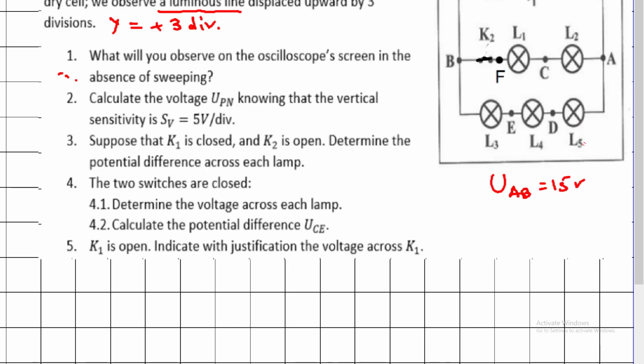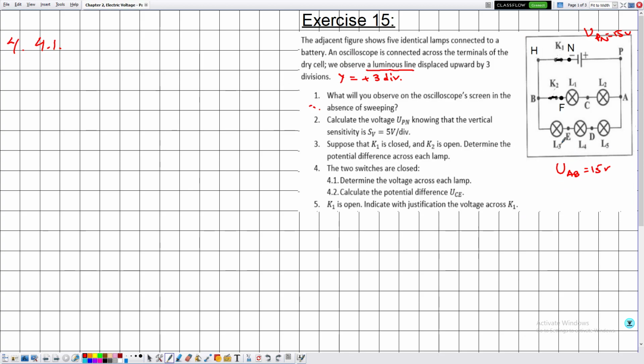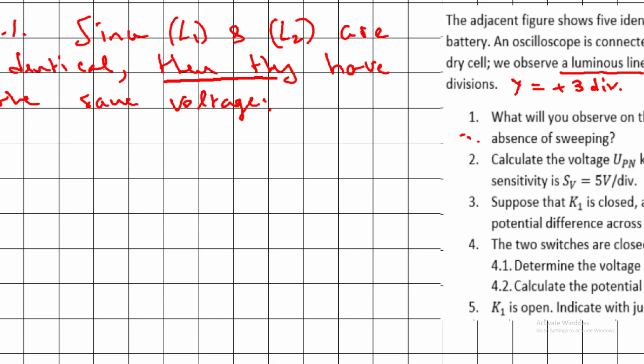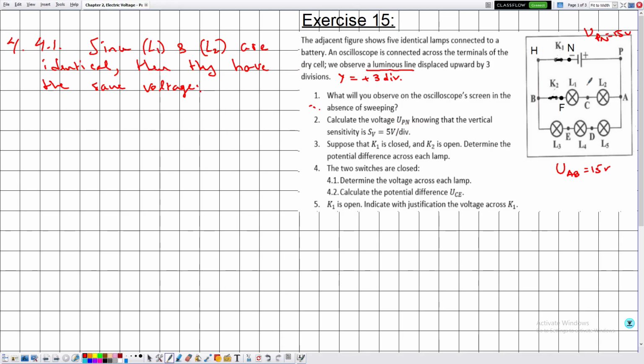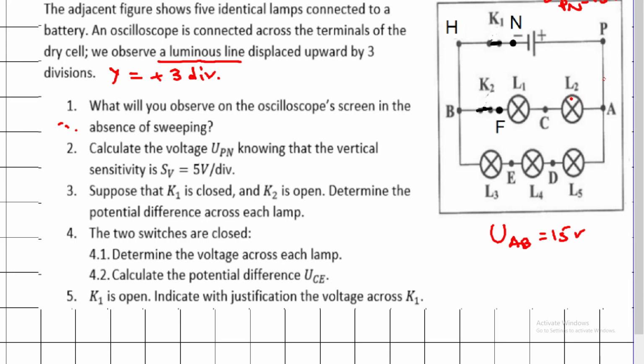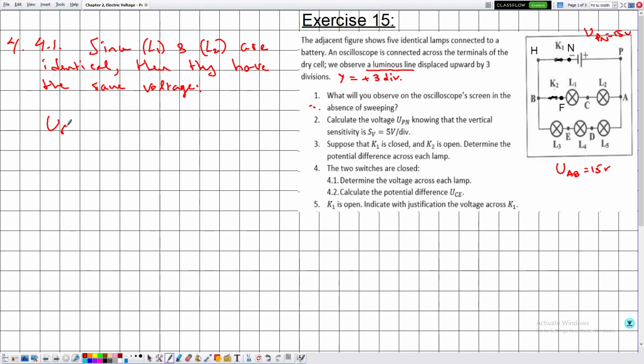But notice that we have previously determined the voltage UAB to be 15 volts, so we will not repeat the calculation. We will simply say that since L1 and L2 are identical, then they have the same voltage. Now let's translate this statement into a mathematical formulation. The voltages of the lamps L1 and L2 are given by UAC, which is equal to UCF.